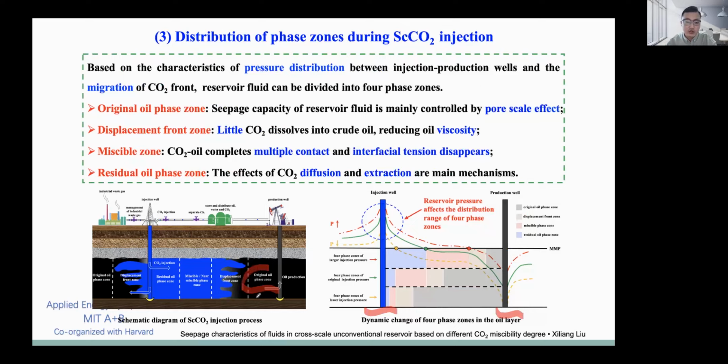As for the original oil phase zone, the seepage capacity of reservoir fields is mainly controlled by pore scale effect. As for the displacement front zone, little CO2 dissolves into crude oil, reducing oil viscosity. As for the miscible zone, the CO2 and the crude oil undergo multiple contacts and the interfacial tension disappears. As for the residual oil phase zone, the effects of CO2 diffusion and extraction are the main mechanisms.